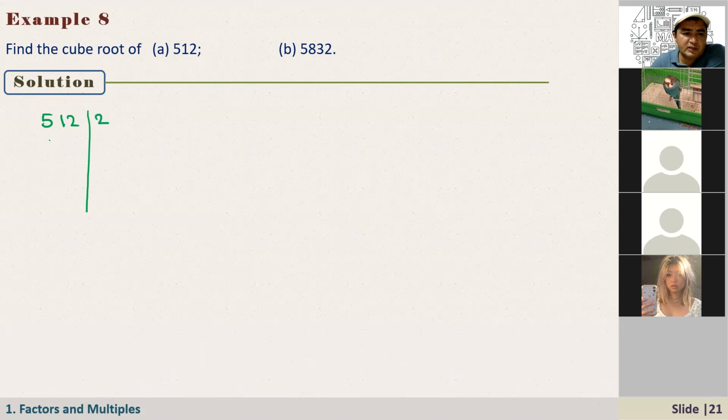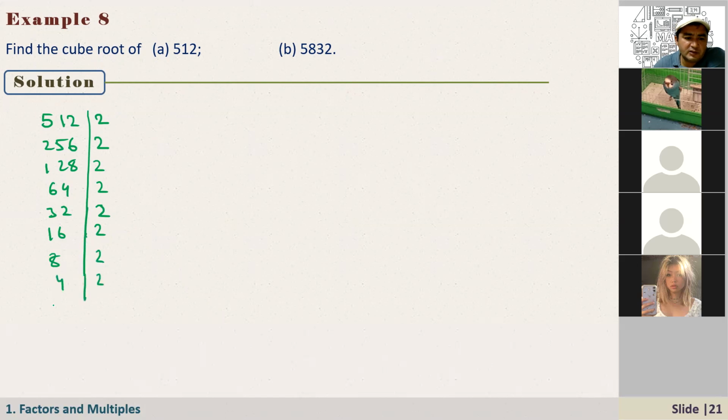If you divide by 2, it is 256. Divide by 2, 128. Divide by 2, it is 64. Divide by 2, 32. Divide by 2, it is 16. Divide by 2, it is 8. Divide by 2, it is 4. Divide by 2, it is 2. Divide by 2, it is 1, right?